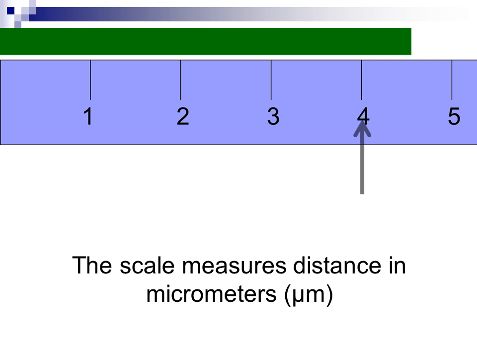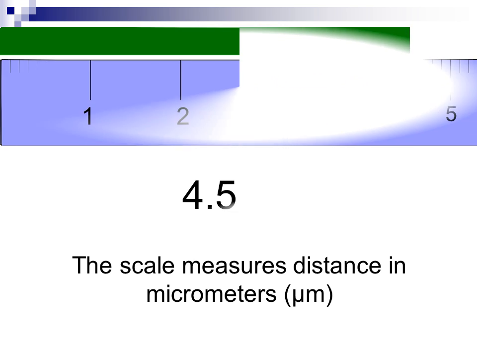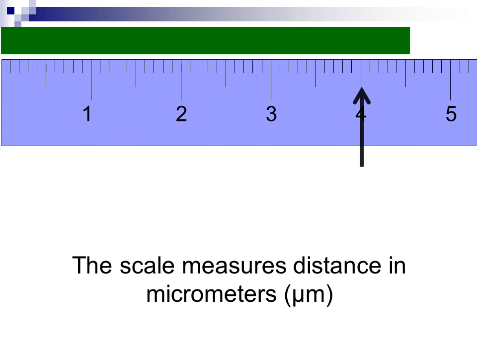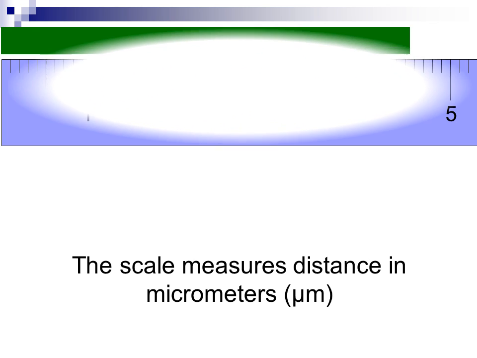The first scale has calibrated lines to represent the ones place. Therefore, the length of the green line is 4.5 micrometers. This measurement has two significant figures. The second scale has calibrated lines to represent the ones and tenths place. The length of the green line is recorded as 4.55 micrometers. The measurement has three significant figures.